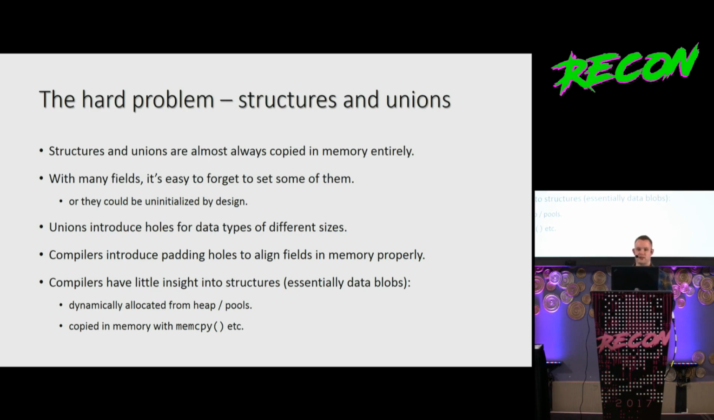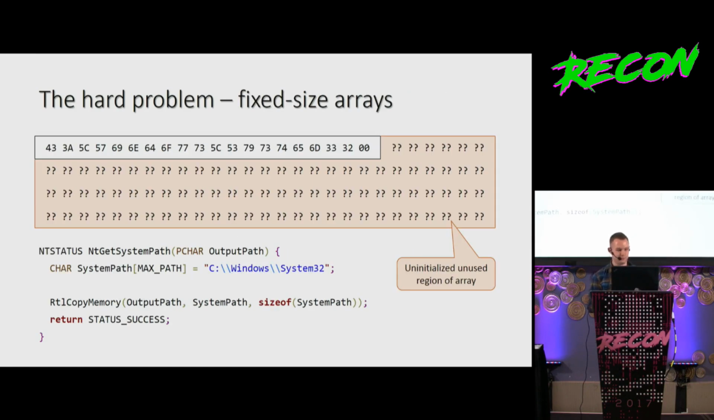So this is one of the hard problems, and with many fields in structures, it's easy to forget some of them, or as I showed before, it's not set by design. You have holes for data types of different sizes in unions. You have padding holes to align fields in structures. So it's all pretty messy, and also compilers have very little insight into structures in general.